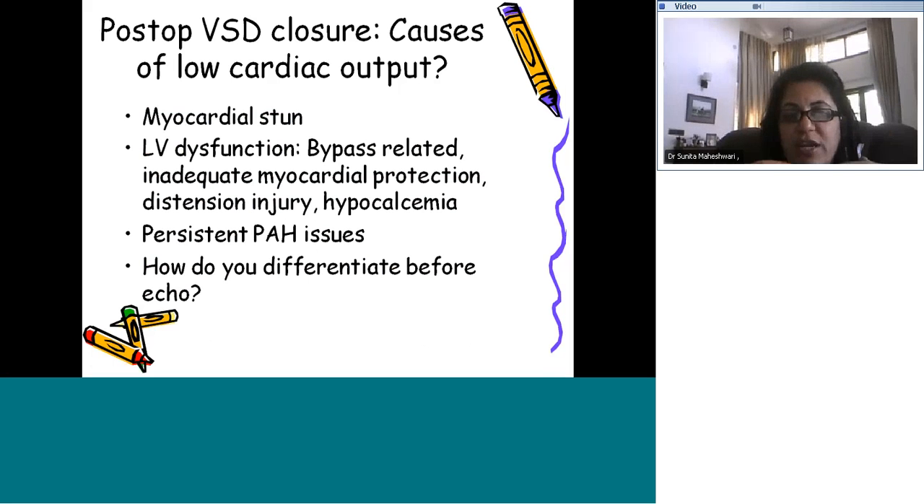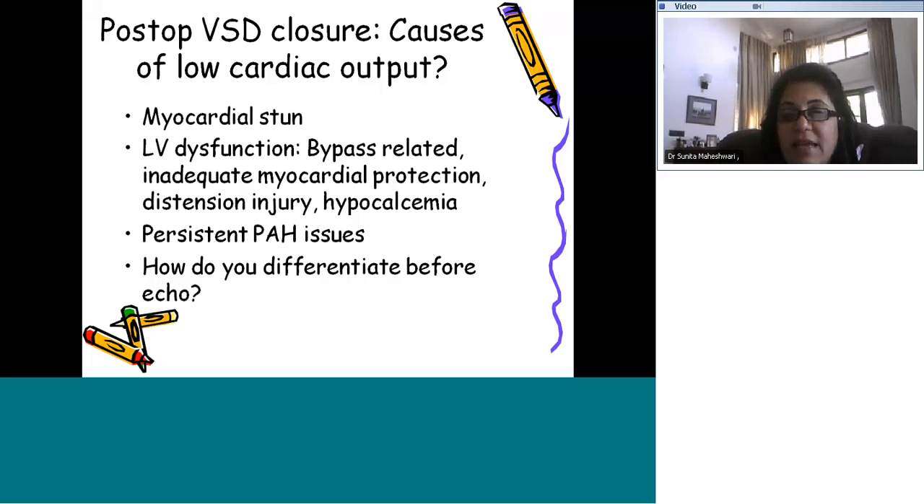Now, how do you differentiate PAH issues, right? Is this pulmonary hypertension versus LV dysfunction? Even before you do an echo, baby comes out, is in low cardiac output. Your echo machine is in the ICU, not in the OR. You have to get the echo machine. You don't know if it's LV dysfunction or PAH. Okay, so CVP will be increased in PAH, and may not be increased in LV dysfunction.